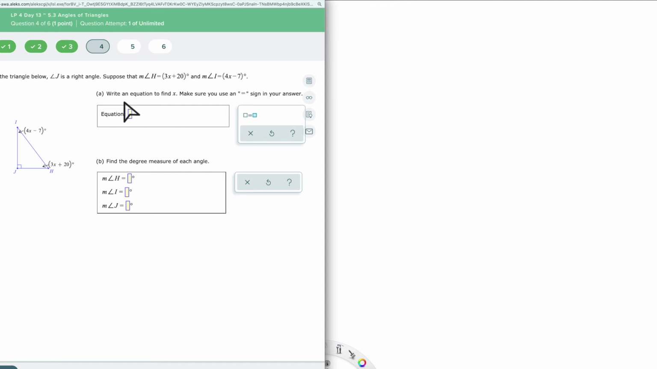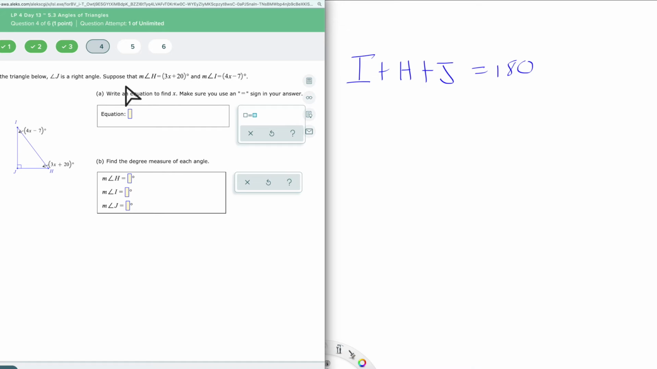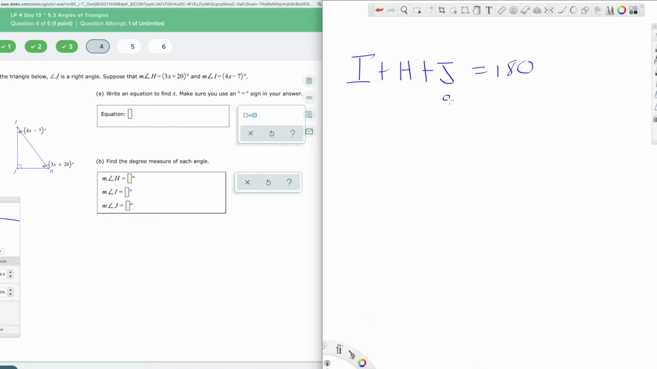So first it's asking us to write an equation to find x. Make sure you use an equal sign in your answer. So if we're looking at a triangle here, remember they have to add up to 180 degrees. So angle I, and I'm going to change my color there because sometimes writing the gold is a little bit too much here. So angle I plus angle H plus angle J equal 180 degrees. The three angles have to add up to 180. So now I know angle J is a right angle. So if we don't remember, a right angle, we can see this little corner piece here, this little square. That means that it's 90 degrees. So I know the J is 90 degrees.